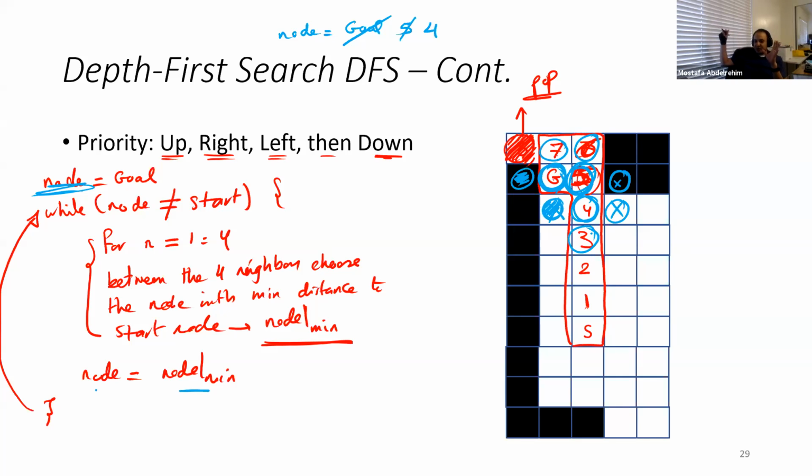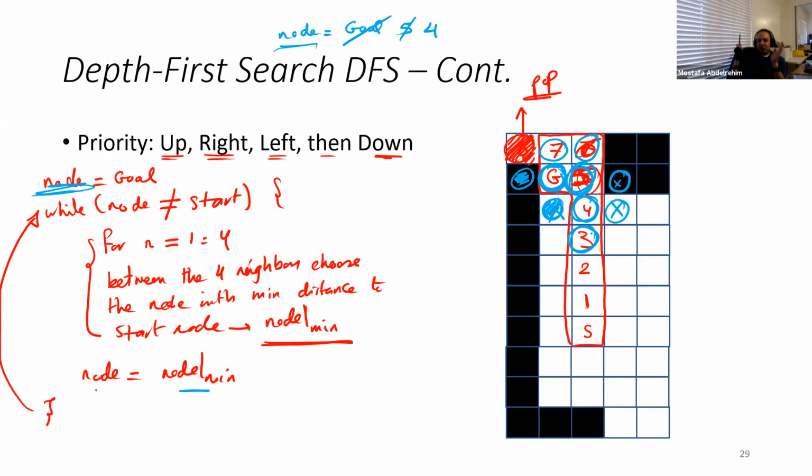You keep something to say that this was a previous value. I don't know how to call it. But this was one of the values that node has taken, so exclude it. Otherwise, you will end up going from 4 to 5, from 5 to 4, from 4 to 5, from 5 to 4. Infinite loop. You will not reach the start at all. Okay. So the last option now is 3. That's good.